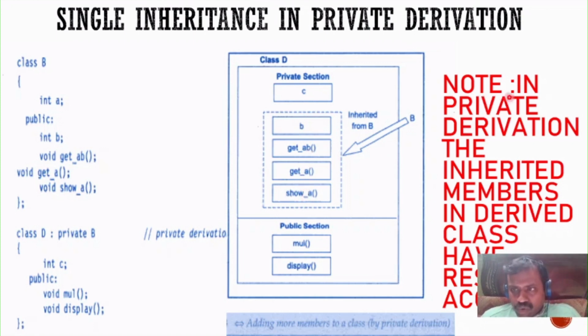Note, in private derivation, the inherited members in the derived class have restricted access. So we cannot have direct access in private derivation. Similarly, in the public section of the class D, it will contain the multiplication as well as display.